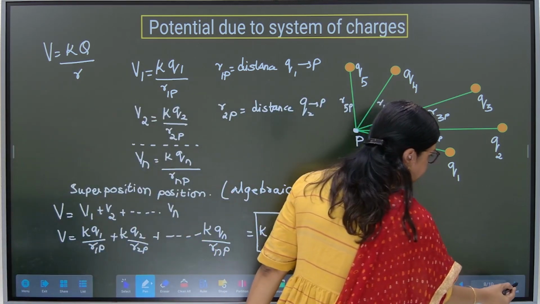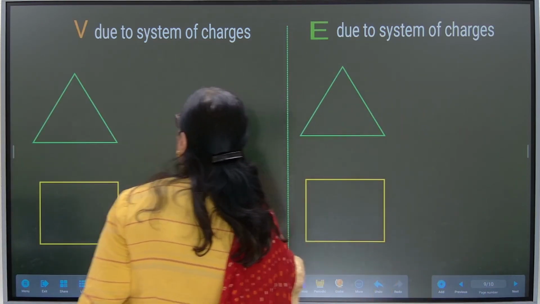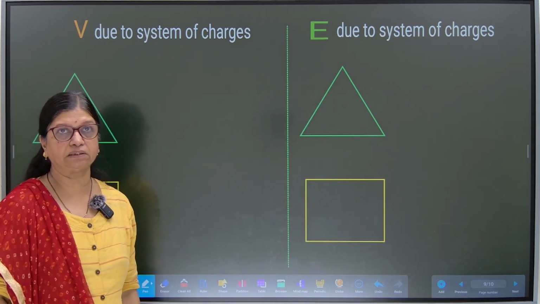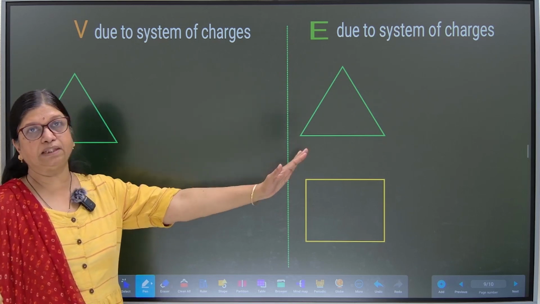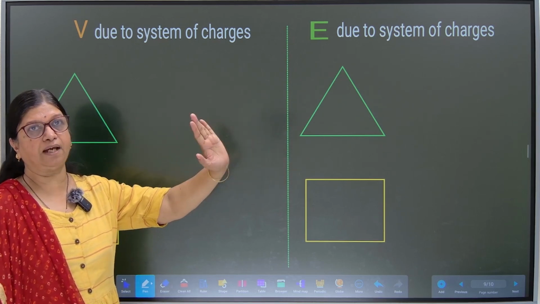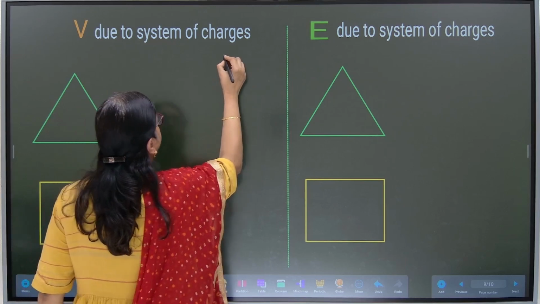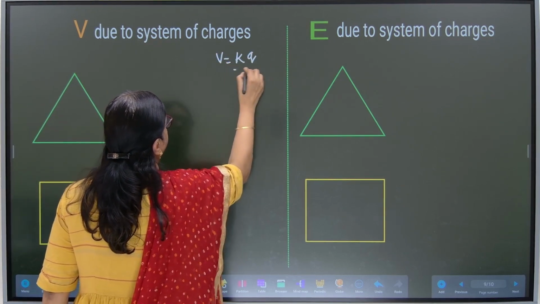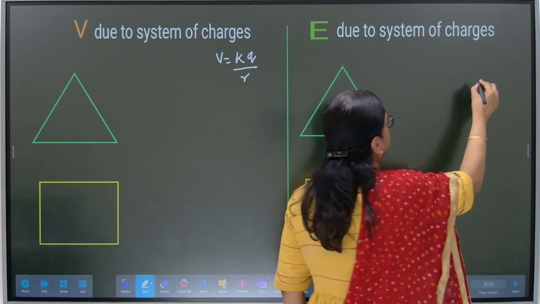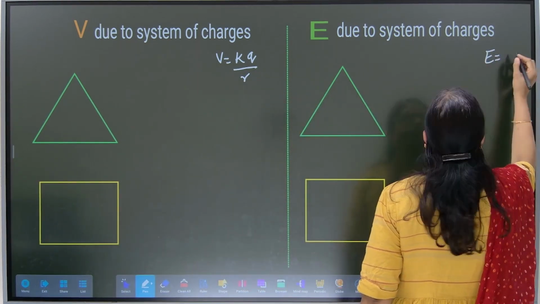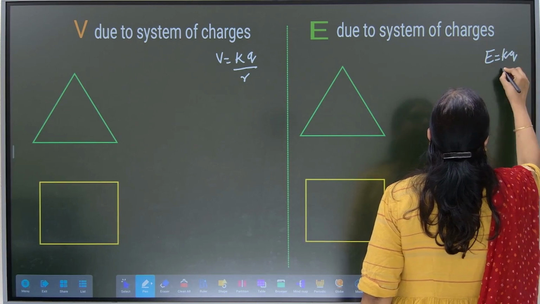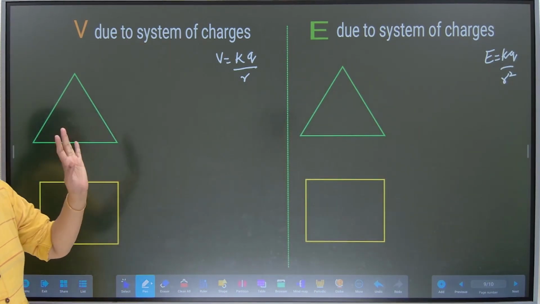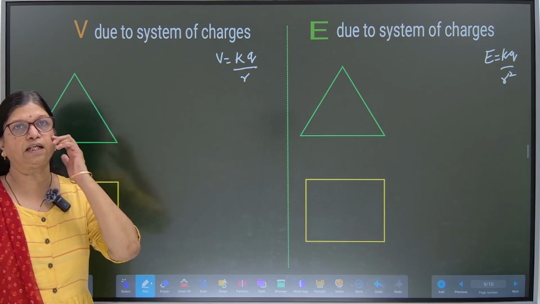Now, as I said, moving to the next page, I have tried to make you understand what is the difference between these two concepts when there are multiple charges. First, let me write down the formula. V is equal to K Q upon R. E is equal to K Q upon R square. This is the potential for a single charge and that is the electric field for a single charge. Correct? These are the formulas.